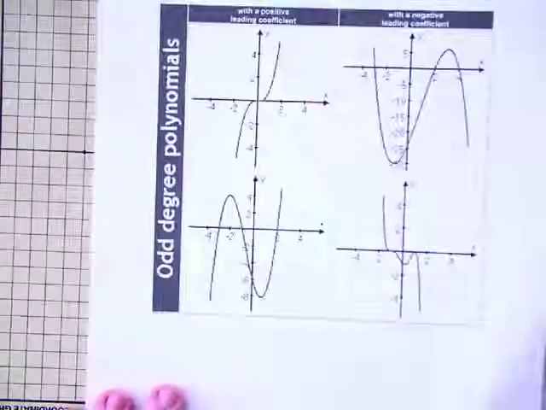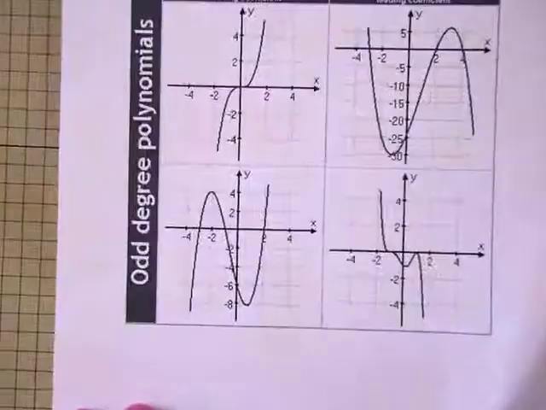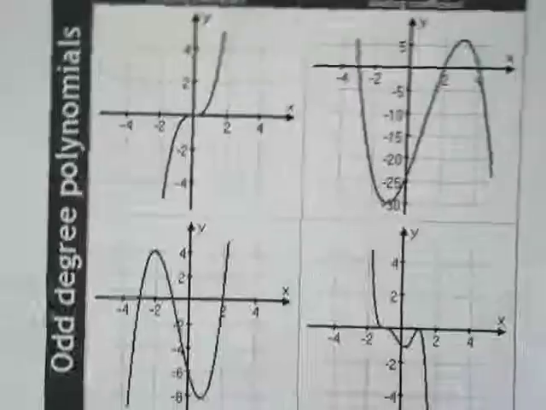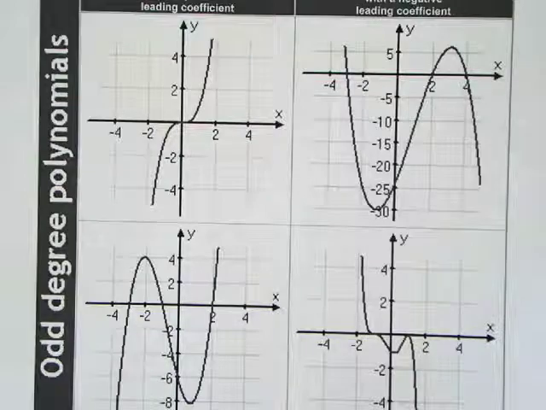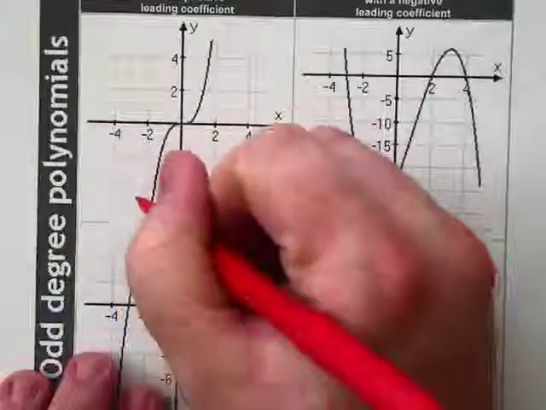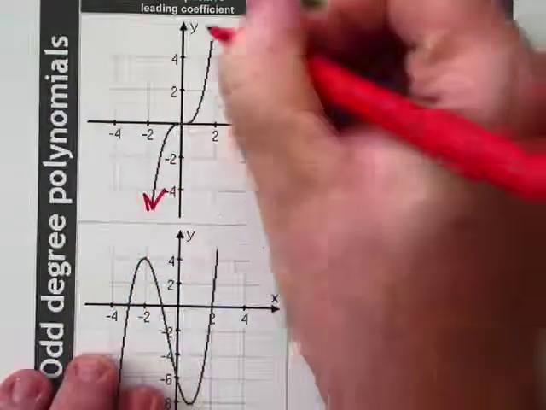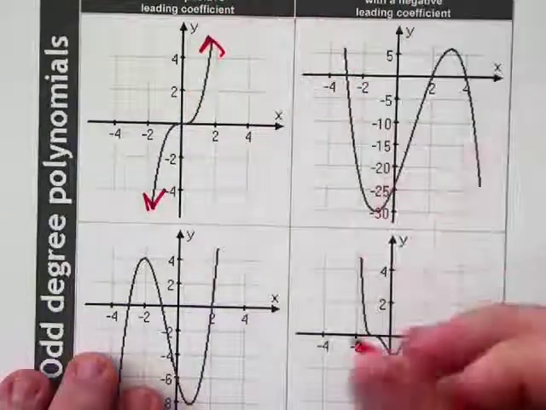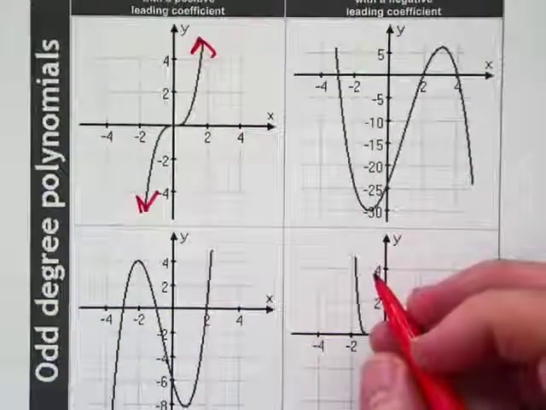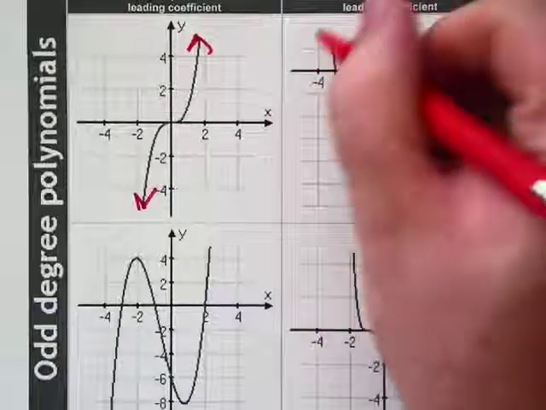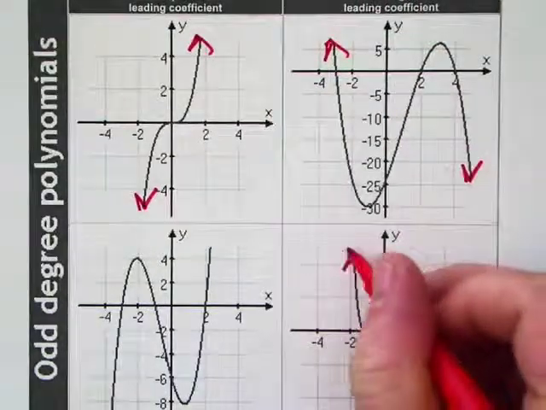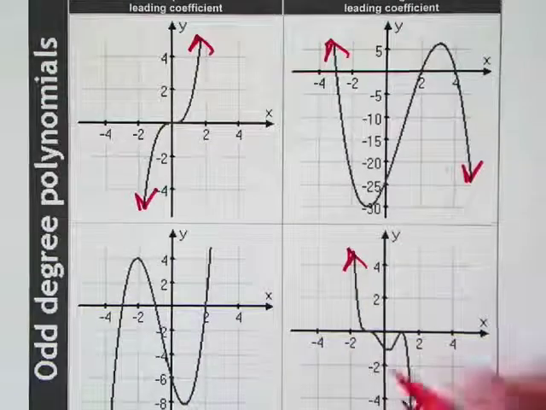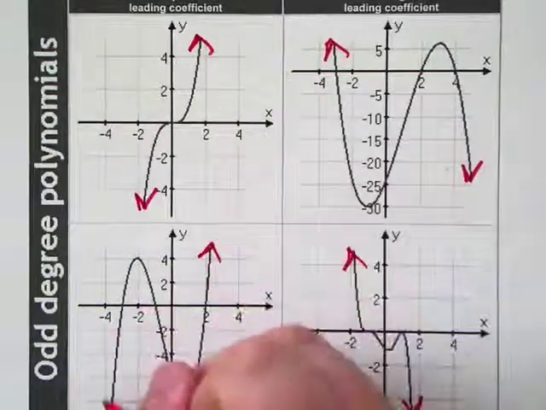Okay? Now, what if it's an odd degree? Well, they're going to look something like that. Okay? An odd degree looks like that. We have one opening one direction and the other one opening in the other direction. So one opens down, one opens up, or one opens up and one opens down. Okay? Well, how do we know which one's which?